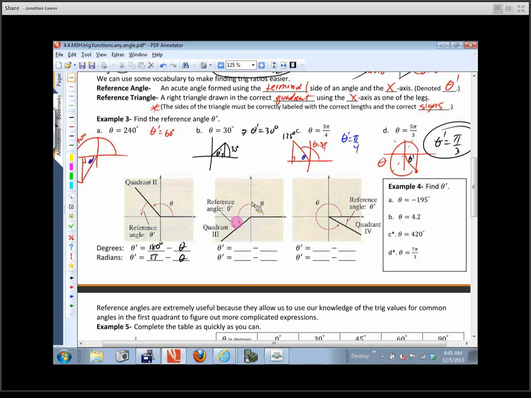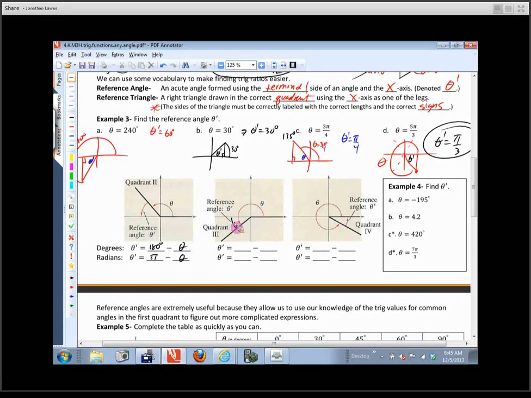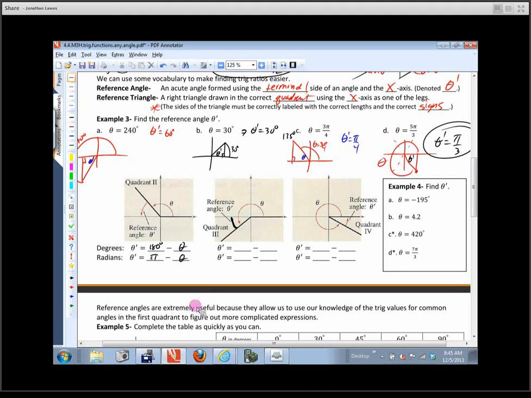If this is theta and we're in quadrant 3, how do I figure out how big this little angle is that's left? How do I figure out what that reference angle, theta prime, would be? Subtract 180 from the angle, right? Because the angle's bigger than 180. If I subtract 180, that's going to tell me what's left for this guy right here. So we're going to take the angle and subtract 180 degrees, or in radians, we're just going to subtract pi.